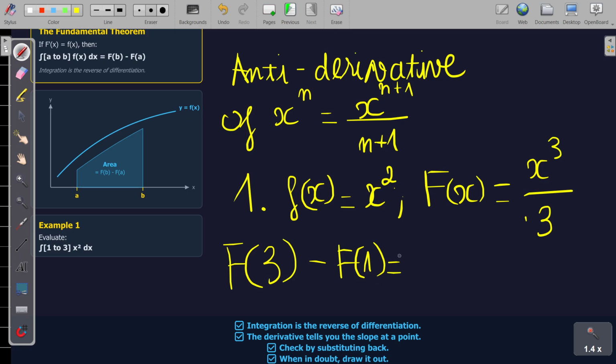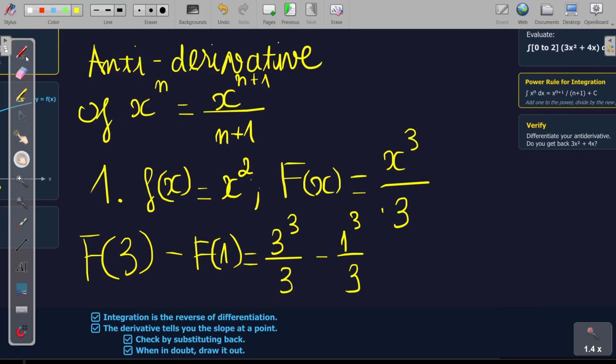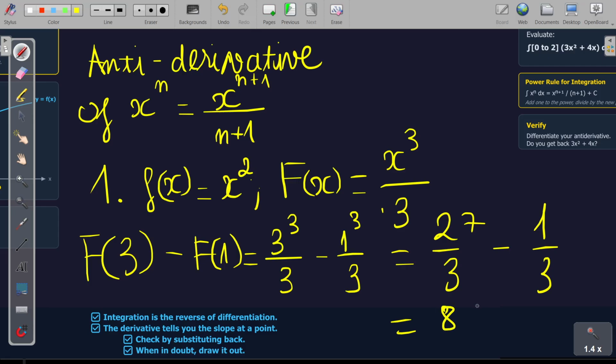What I'll have is 3 to the power of 3, or 3 cubed over 3, minus 1 cubed over 3. And this would give me more space to write, of course. 27 over 3 minus 1 over 3. This would give me around 8 and 2.5 square units or so.